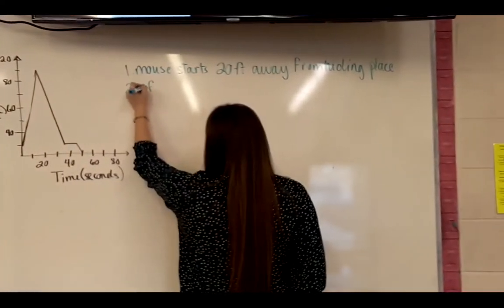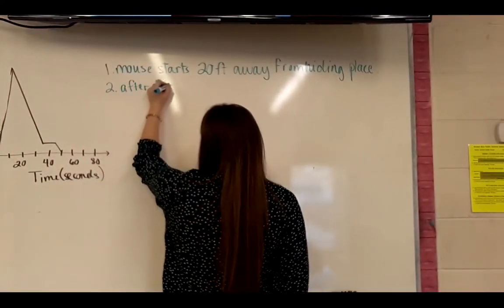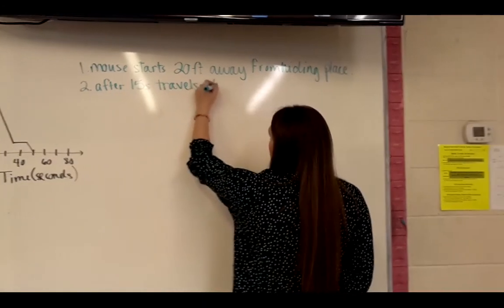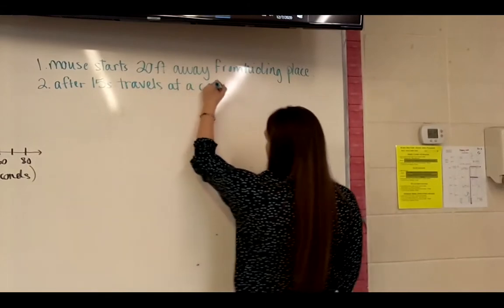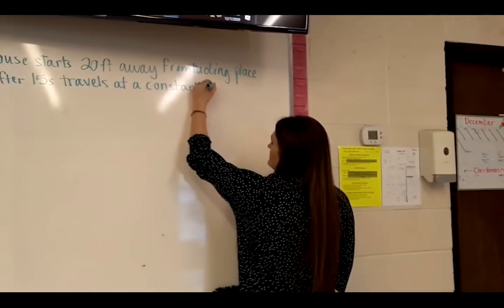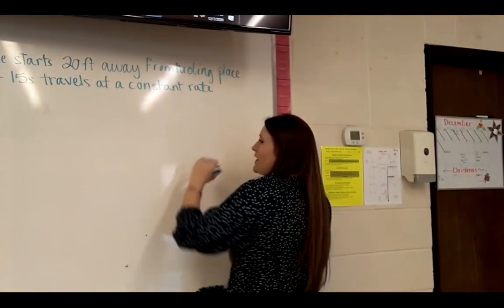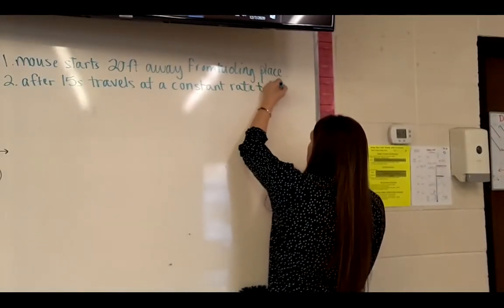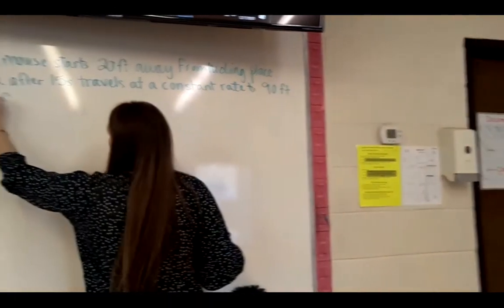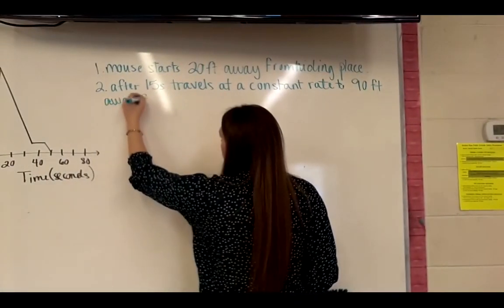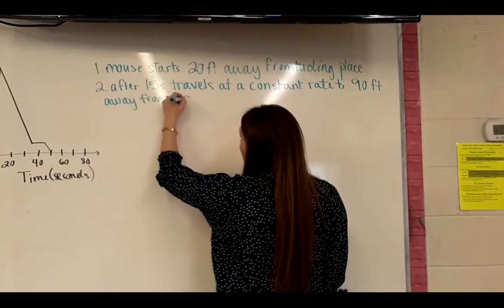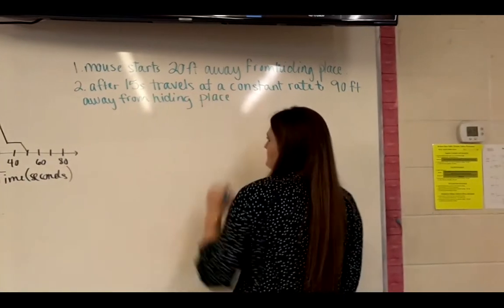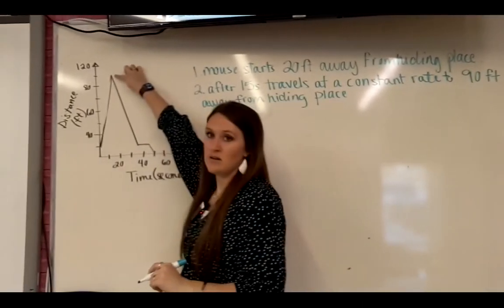So after 15 seconds, travels, you do need to say a constant rate because it's a straight line. And I'm going to say to 90 feet away from hiding place. Or you could have said 60 more feet away. Okay, so that's up to here.